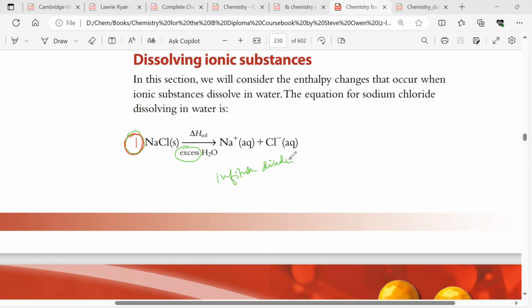What is enthalpy of solution? Enthalpy of solution is the enthalpy change when 1 mole of the ionic compound is dissolved in excess water. Excess water you have to have, right? Why excess water, you might be thinking. We have to ensure that all the ionic compound is totally soluble, in excess water, in infinite dilution, right?